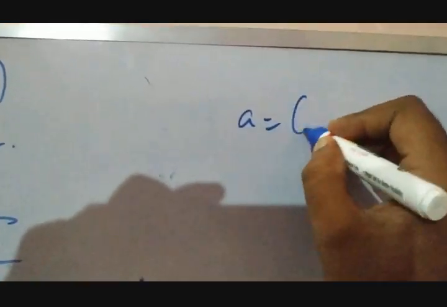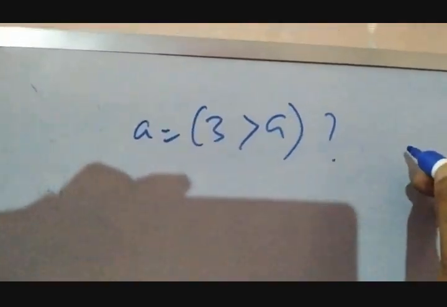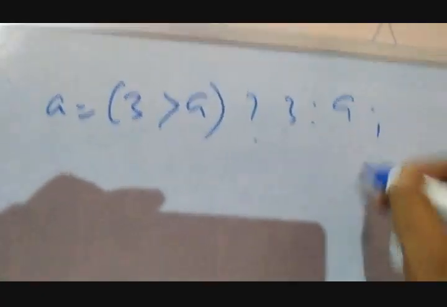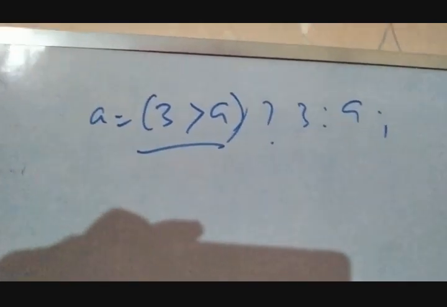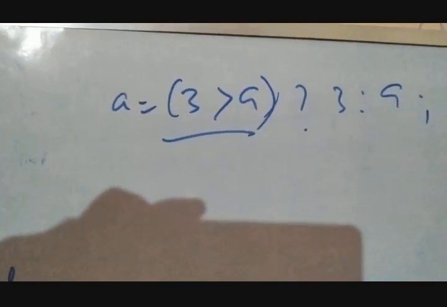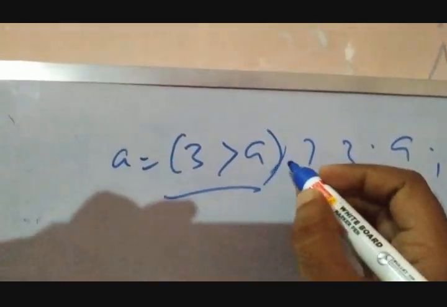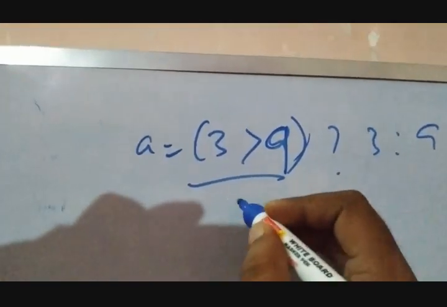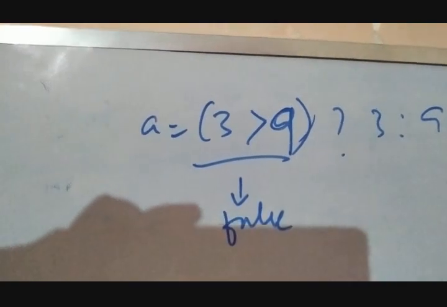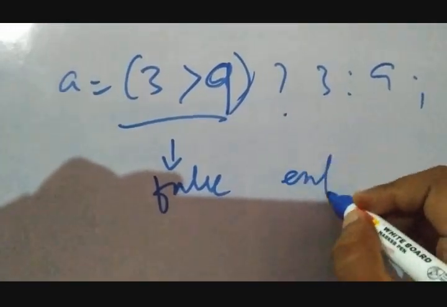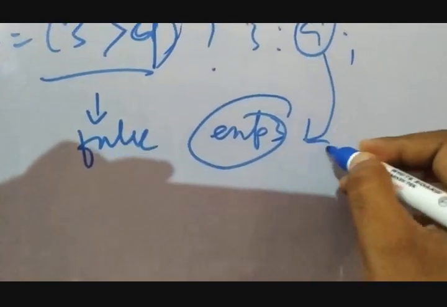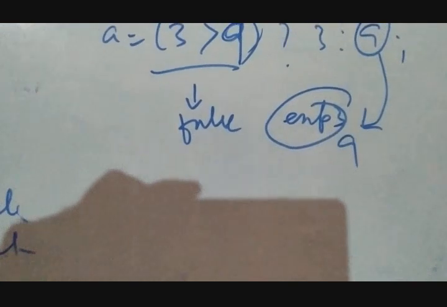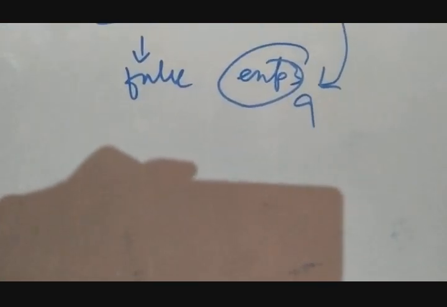Suppose I give it here A equals to 3 greater than 9 as the condition. Now 3 greater than 9, is this true or false? This is a relational operator. A relational operator results in either true or false. So 3 greater than 9, true or false? It becomes false. So which one gets executed? Expression 3 has to be executed. Now what is expression 3? Expression 3 is 9. So the answer is 9. Are you getting it?